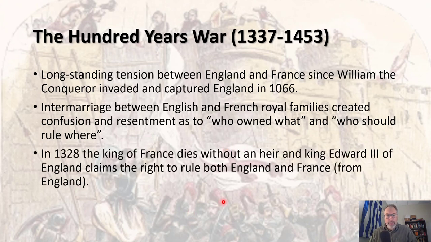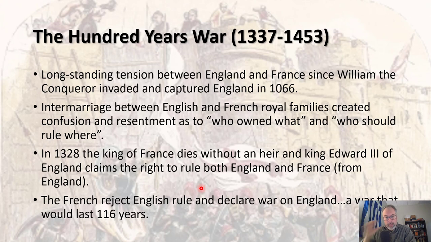And the final straw was in 1328, the King of France dies without leaving an heir behind. And England, or particularly Edward III, King of England, sees his chance. And he says, okay, the King of France didn't leave an heir behind, and so I'm going to claim the right to rule both England and France from England. So basically saying, okay, France, you don't have a king anymore, so I'll take the reins. Well, as you can imagine, that didn't go over so well with the French. And they reject this, and they declare war. And it formally breaks out a number of years later in 1337, and this war lasts for 116 years.